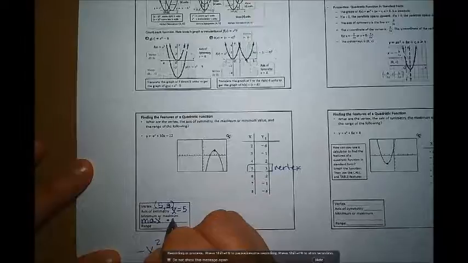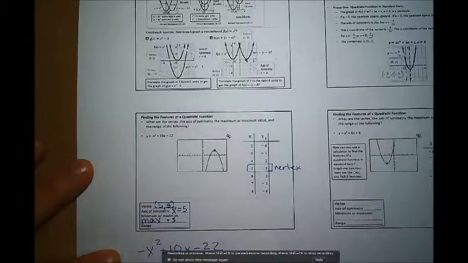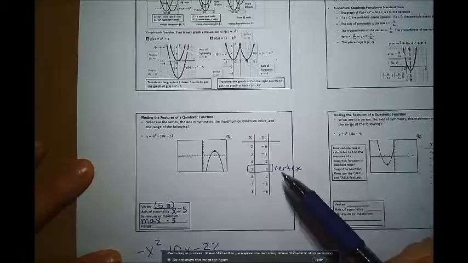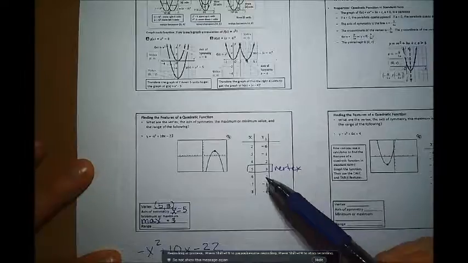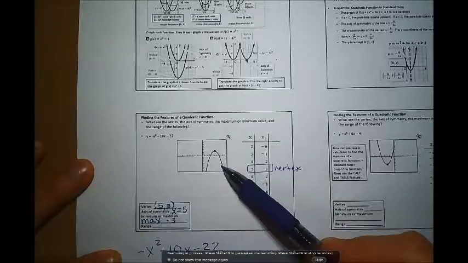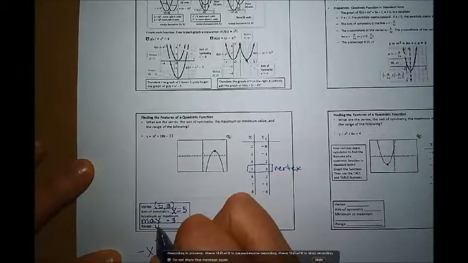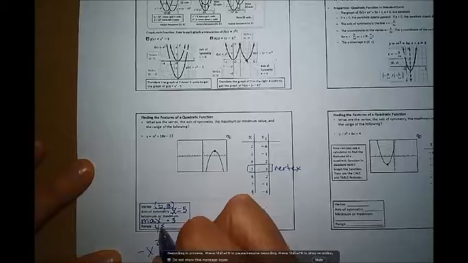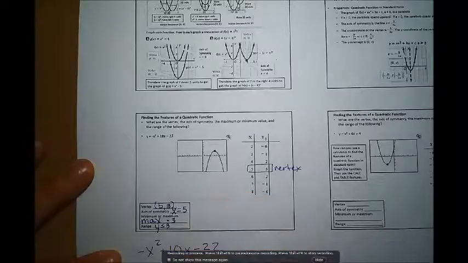Now, range is all the possible y values. Because it's the maximum, it cannot go any higher than 3. So our y's are going to be all numbers less than or equal to 3. And that's all you have to do.